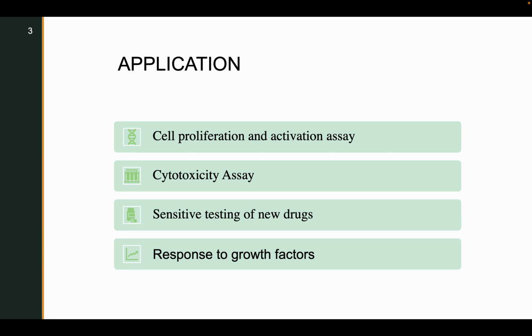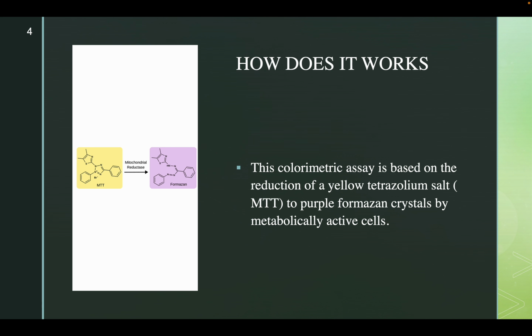For example, if you use a cell culture and you want to test whether a chemical will affect the cell, like leading to cell death or cell life, you can use this technique also. And how does it work? You can see on this PowerPoint, the MTT chemical is the yellow one, and when the cell lives, it has a mitochondrial reductase enzyme, and it will convert the yellow MTT to the purple formazan.